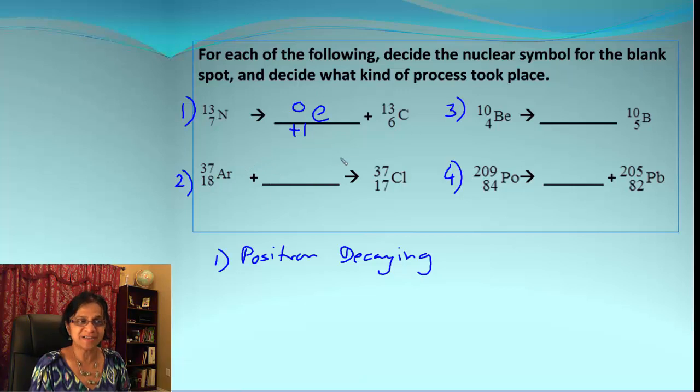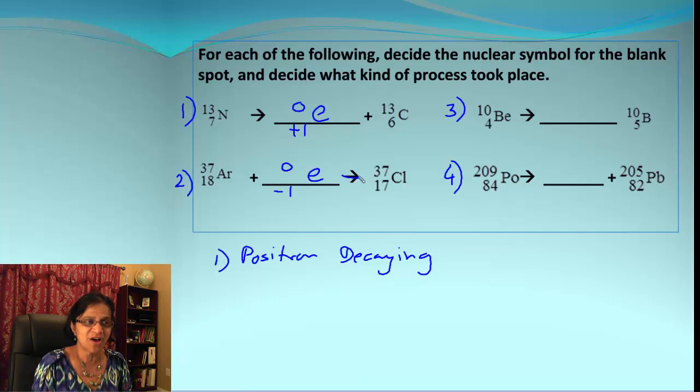Let's compare the mass numbers. They are exactly the same, so for the particle it must be 0. The atomic number is 18 on the reactant side and 17 on the product side. That means over here it must be negative 1. What could the particle be? That must be an electron.